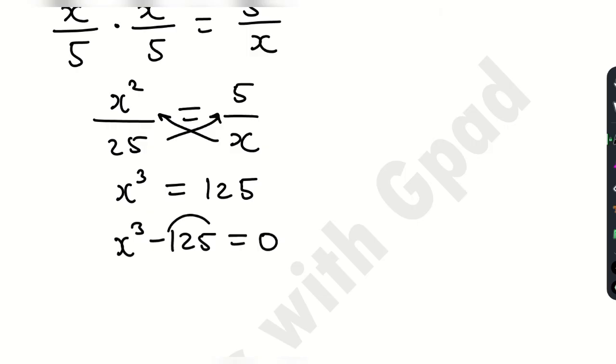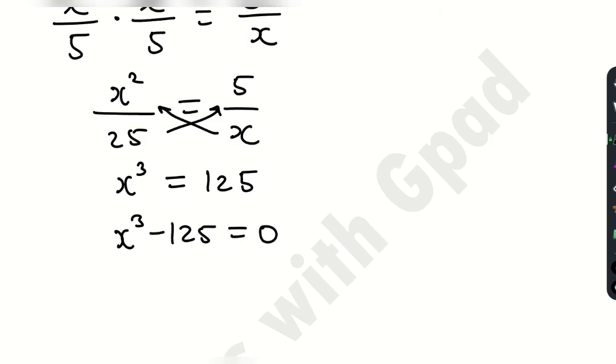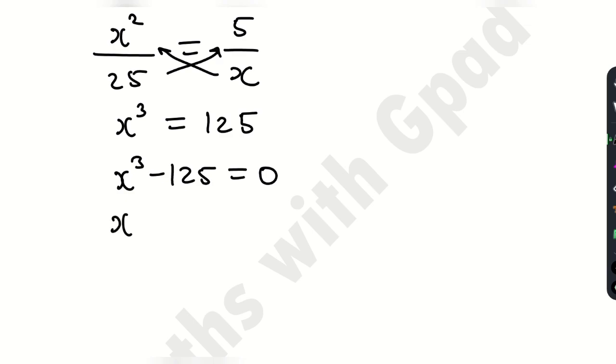Now, do you know that 125 can be expressed as a power of 5? And I'm going to write it like this. Now watch this. x cubed minus 5 cubed. 5 cubed is 5 times 5, which is 25, and 25 times 5, you see this, is 125. As you see here, now this is x cubed minus 5 cubed.